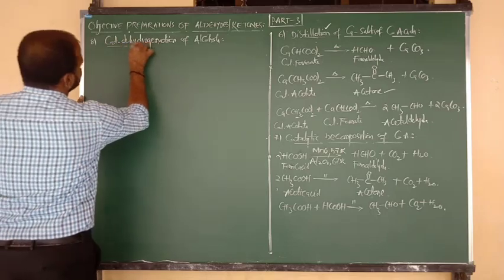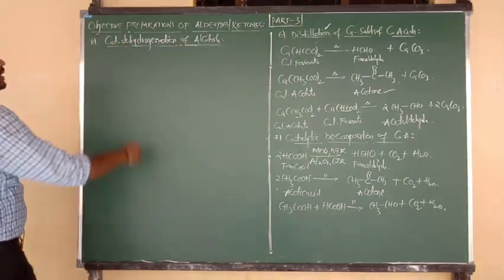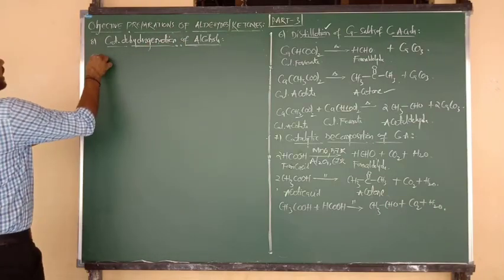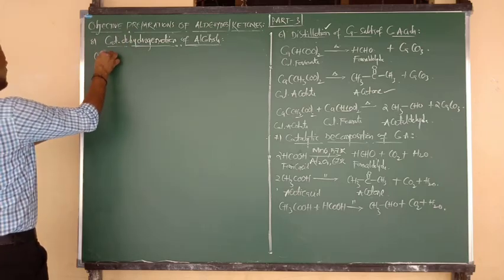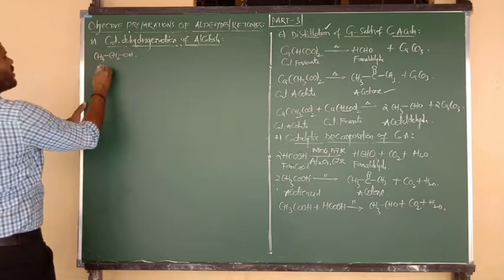Alcohols upon catalytic dehydrogenation give aldehydes and ketones. Now let me explain how they form aldehydes and ketones. Directly consider ethyl alcohol: CH3 bonded to CH2, and CH2 bonded to OH.